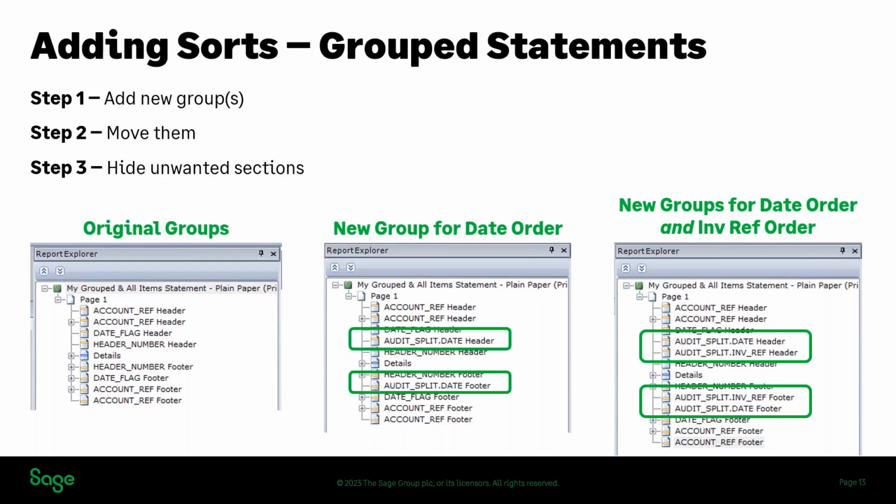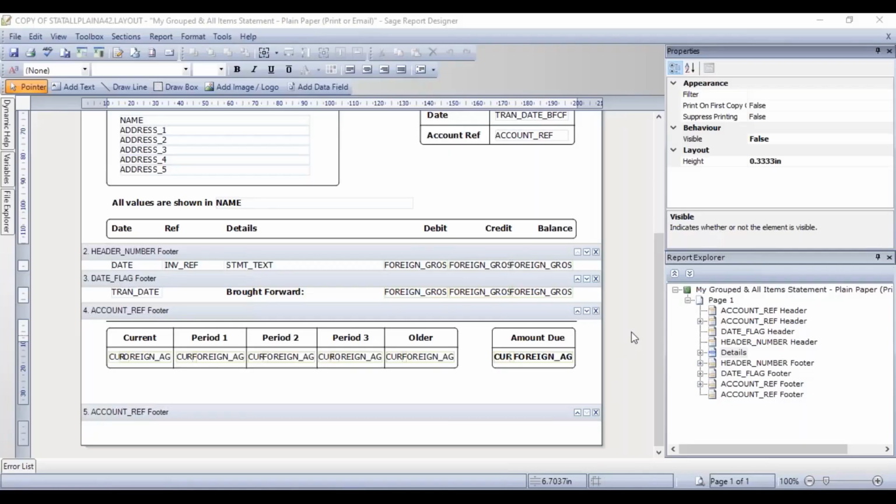So I've added these images to the slides so you can compare the order of the sections in your layout design to how they need to look to sort correctly. Basically, any new groups added need to sit above the existing header number group, which is how the statement data is currently sorting by transaction number. And I'll show you how to do this in the software now. So I'll just go back to my Sage 50 accounts, and you should be able to see that I'm back in Report Designer.